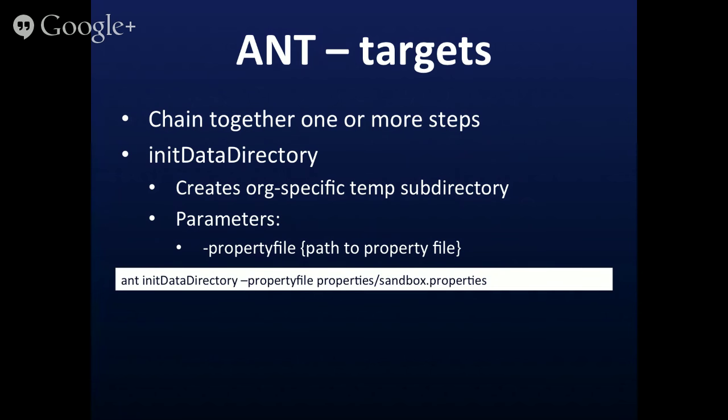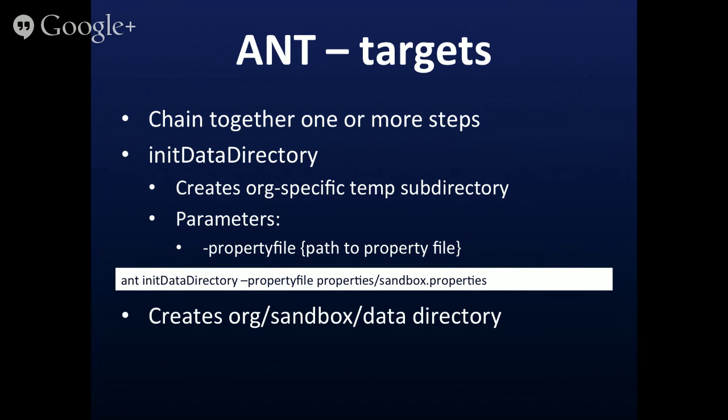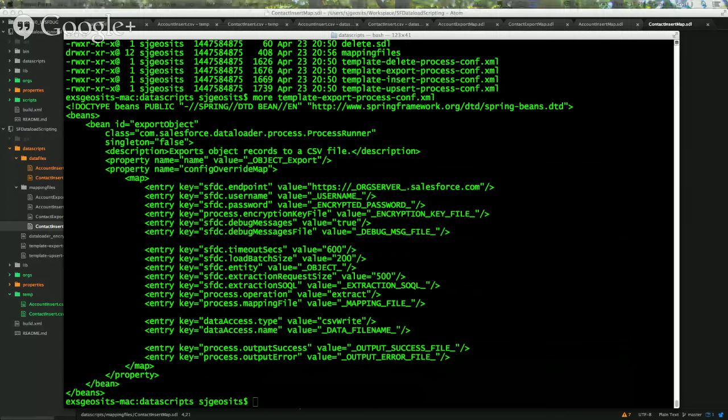So the actual command looks like this. We call ant init data directory -propertyfile, and we give it a property file. Remember, we're storing all our property files under the properties folder here. What that will do is create, under orgs, SANDBOX/data. So it creates that directory out there. All this is doing is creating this data area, where we can export our data when we want to do our exports. Let me show you this real quick.